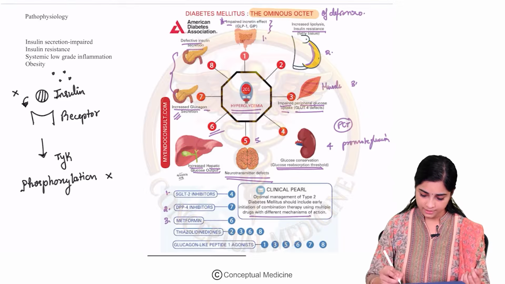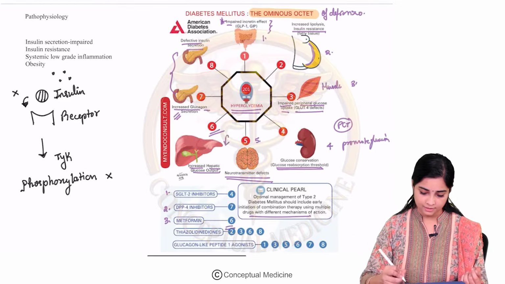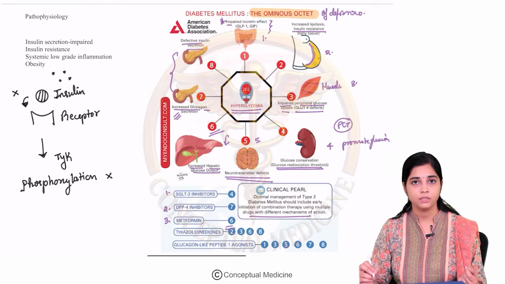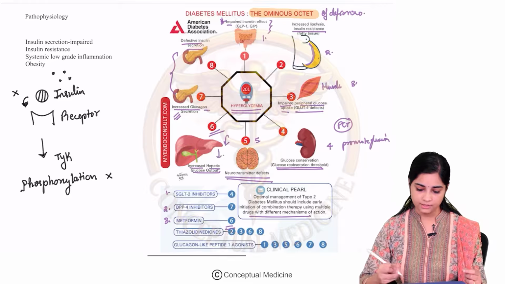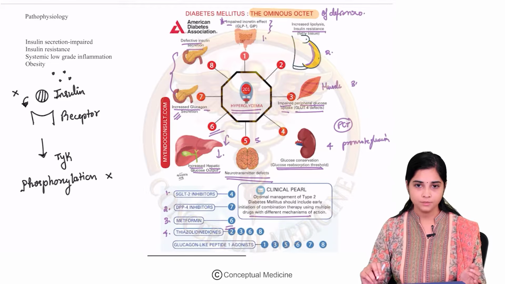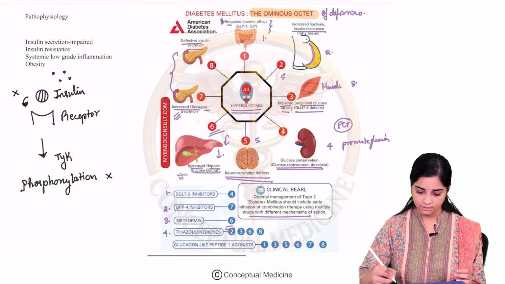Then metformin, where does it act? Metformin acts here. So metformin basically causes what? It decreases the hepatic glucose output. Then thiazolidinediones, where do they act? They act at multiple places, right? They act at 2, 3, 4.